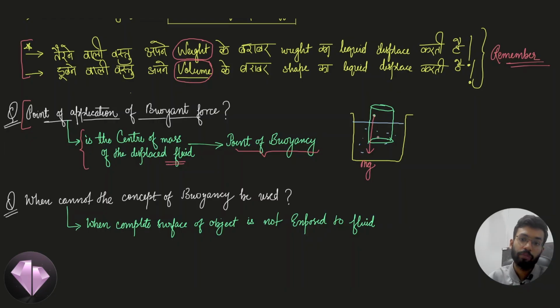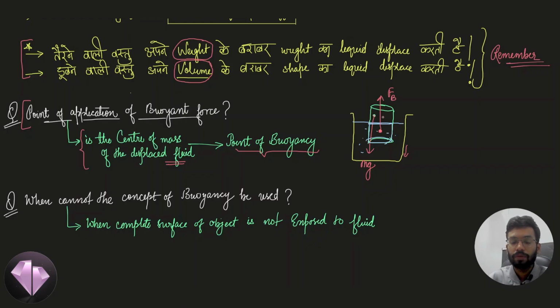But बायोन्ट फोर्स किस पॉइंट पे लगेगा? बायोन्ट फोर्स का मैग्नीट्यूड तो हमने देख लिया. What would the magnitude be? Magnitude would be equal to the weight of the displaced liquid, and it will be in the upward direction because the pressure gradient is right now in the downward direction. But किस पॉइंट पे लगेगा? So look at this. This is my displaced fluid. ये जो fluid है, this small cylinder over here, this is my displaced fluid. So इस displaced fluid का जो center of mass है, which is this point, इस point पर मेरा बायोन्ट फोर्स लगेगा Fb.